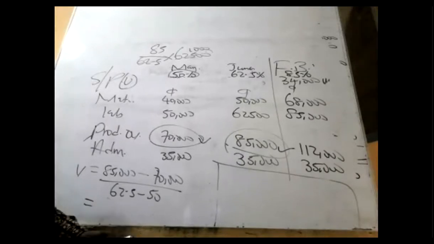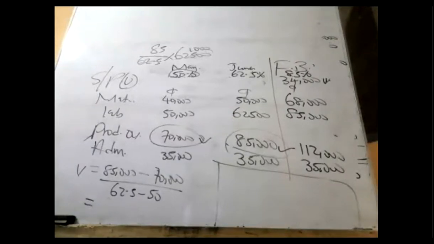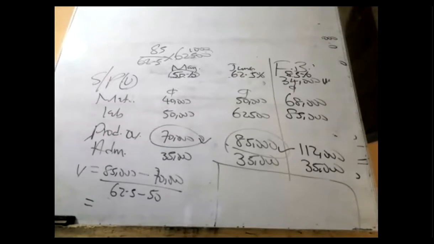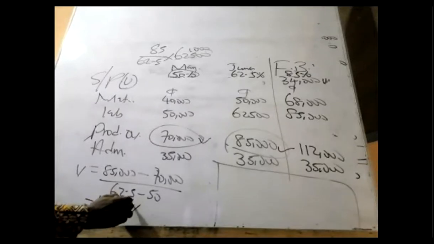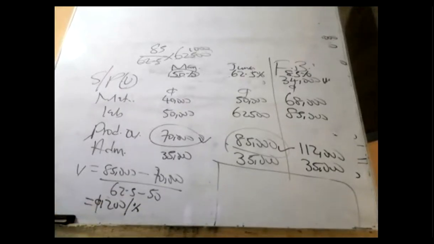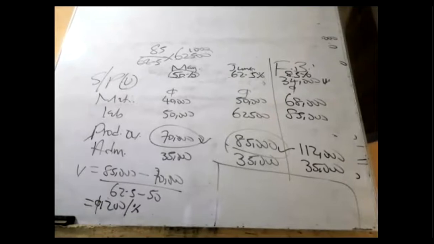The next one is 15,000 divided by 62.5 minus 50, which would be 12.5. 12.5. That's 1,200, agreed. So this is equal to 1,200 cedis per 100, per percent. Agreed. So 1,200 cedis per percent.